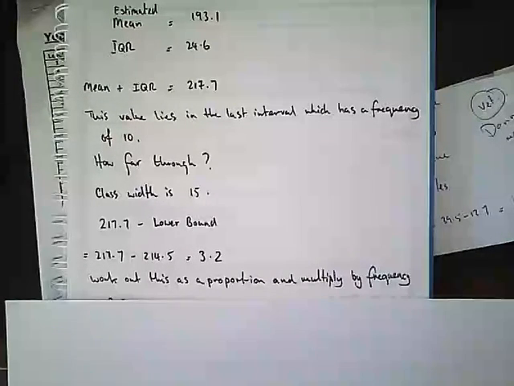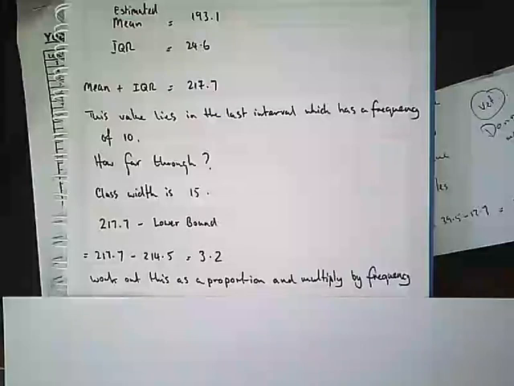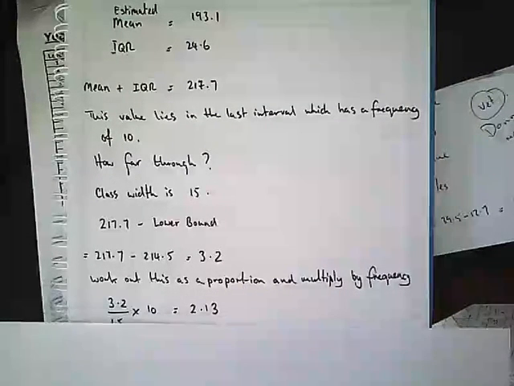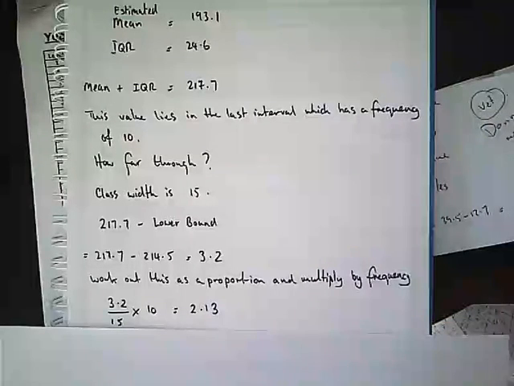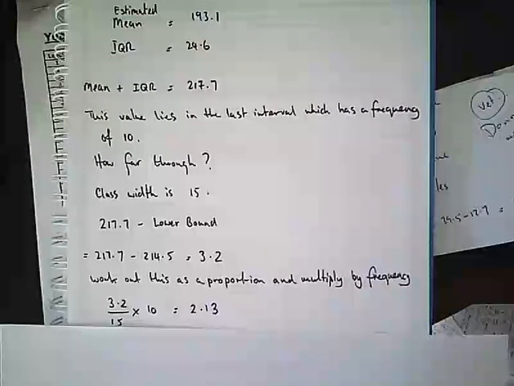So we're going to work out this as a proportion and then multiply it by the frequency of that interval. So 3.2 divided by 15, because the class width is 15 and there's 10 in that interval, gives us a value of 2.13. So it's 2.13 worms into that interval. There were 10 to begin with.